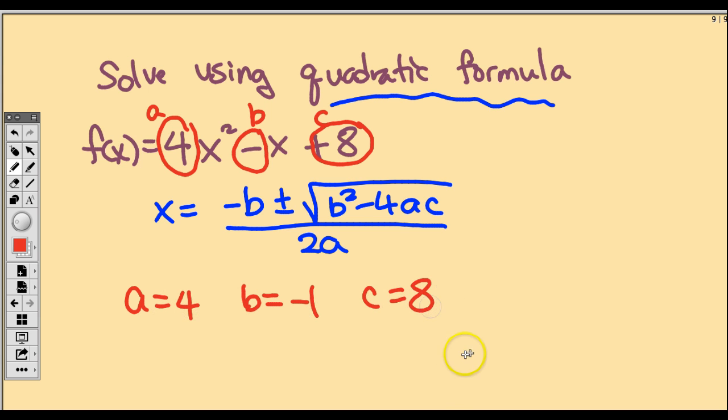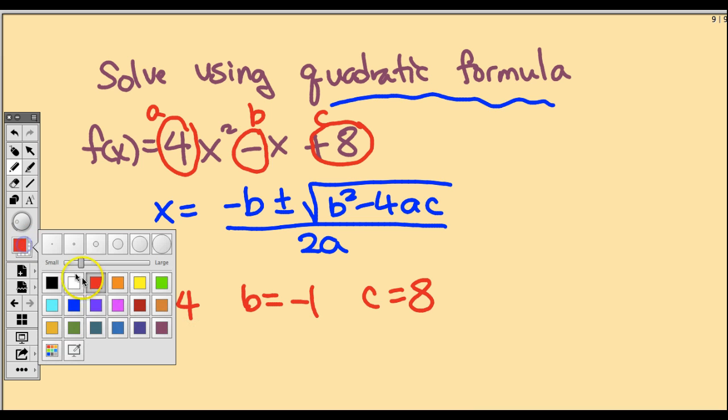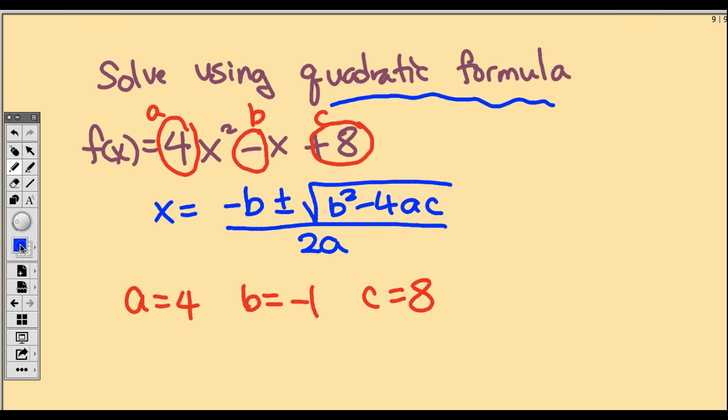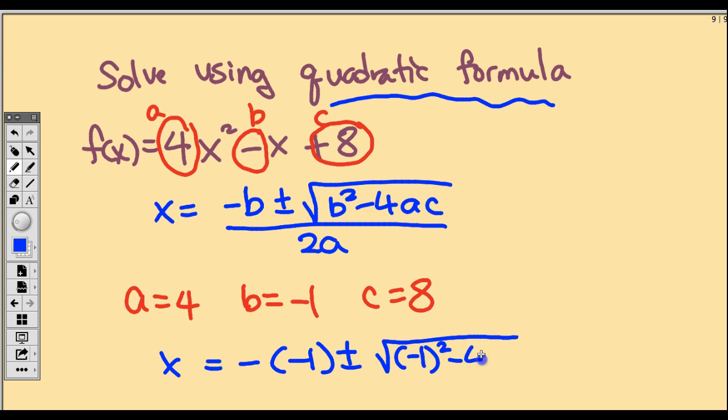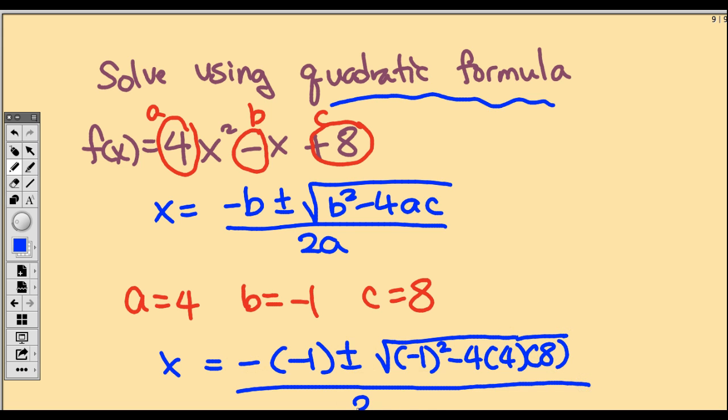Now we already talked about solving these type of questions yesterday, but we're just doing it again, just because I'm gonna go really fast. So x equals negative, and then b is negative 1 plus or minus the square root, and b is negative 1 again, squared minus 4, and then a, and then c. And that's all over 2 times a.